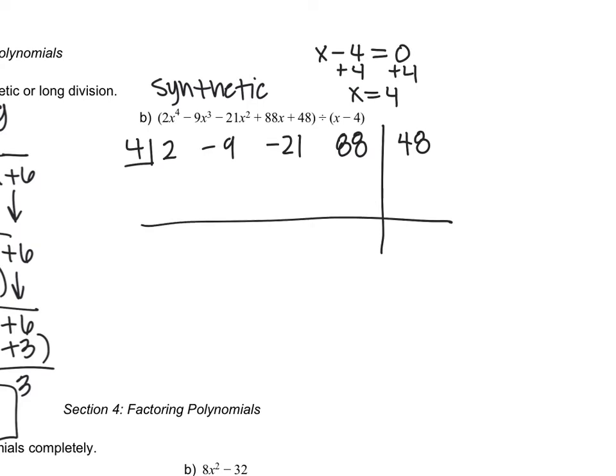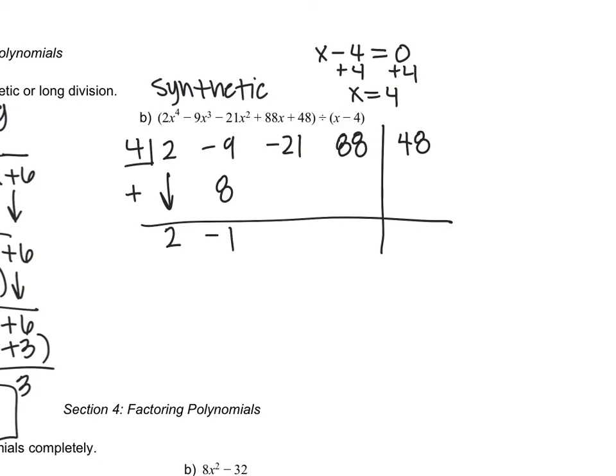I always separate the last two terms. That way I can easily identify my remainder. So we always bring down the first coefficient to the bottom. Okay. Now we multiply it by the number in the box. So 2 times 4 is 8. And we add going down. So negative 9 plus 8 is negative 1.